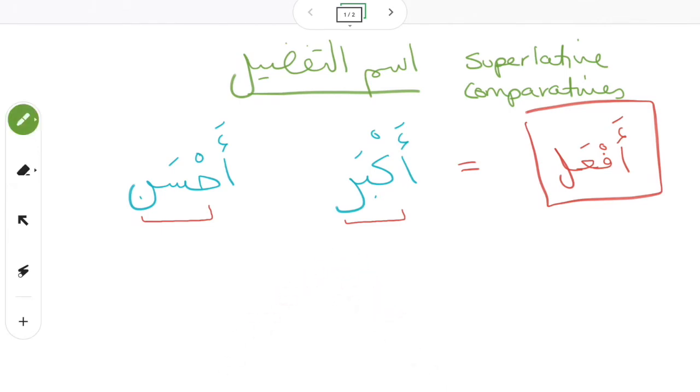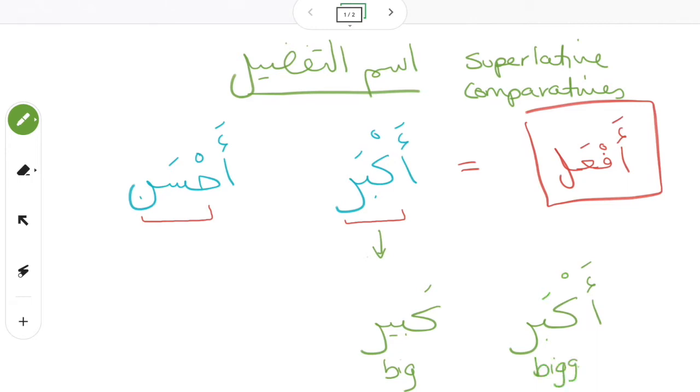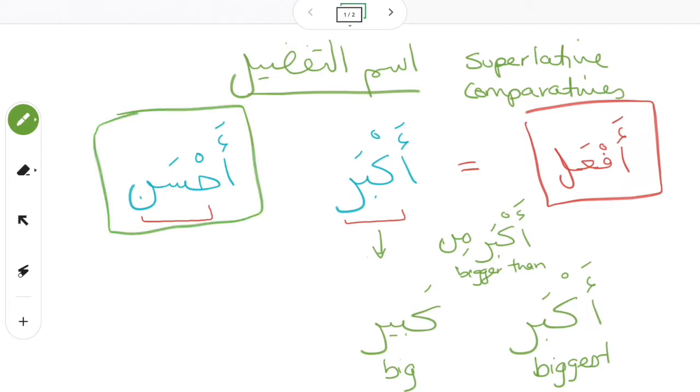And when we talk about the superlative, it just means the most of that adjective. So if we look at akbar, its adjective is kabir, which means big. The superlative, the ism al-tafdil, is akbar, which means biggest. And it can also mean bigger, by using the same exact pattern, akbar, and we just add the word min. And now it means bigger than. We're comparing it to something.